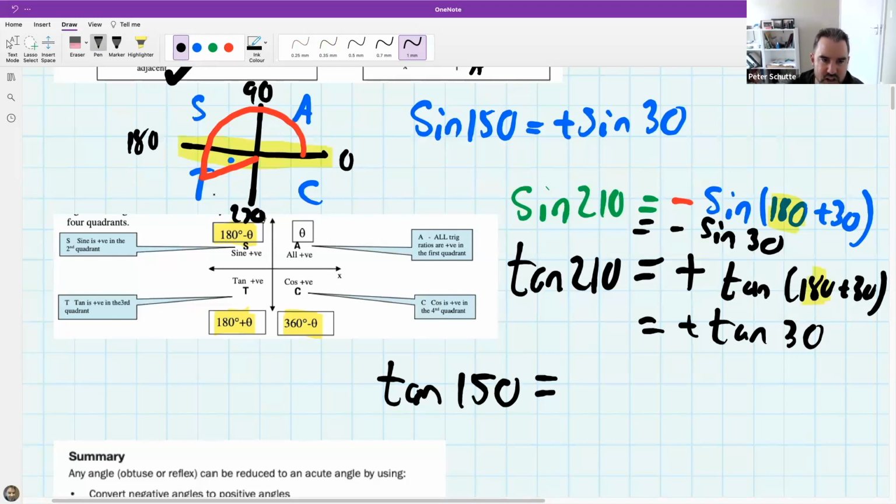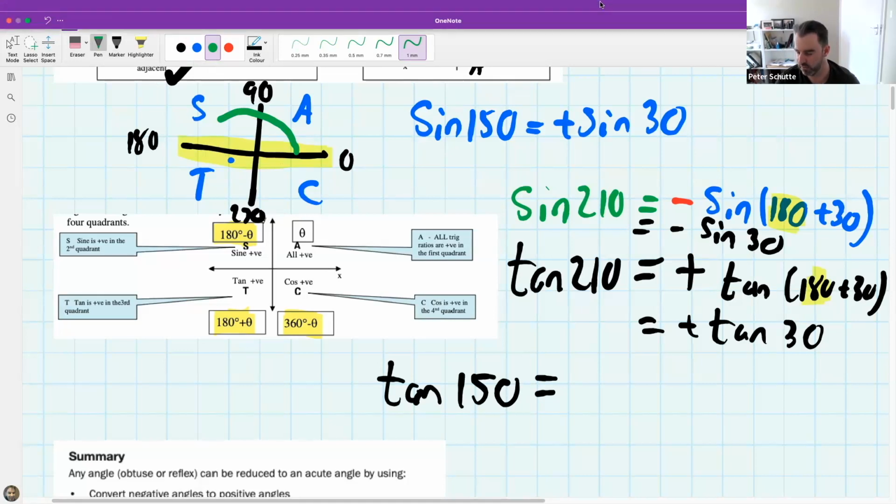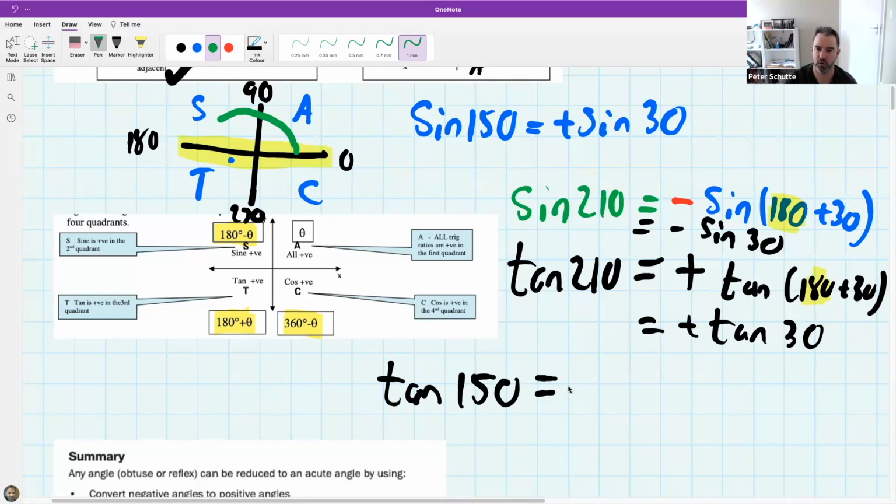If I wanted to visualize that angle, to visualize 150, I would be in this quadrant. Is the tan of 150 going to be positive or negative? Tell me in the chat. Okay, it's going to be negative because it is in the second quadrant where tan is negative.